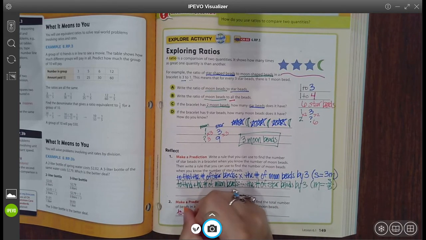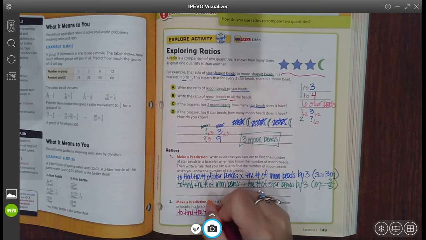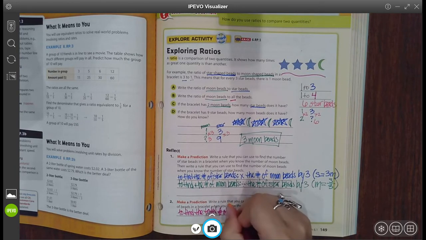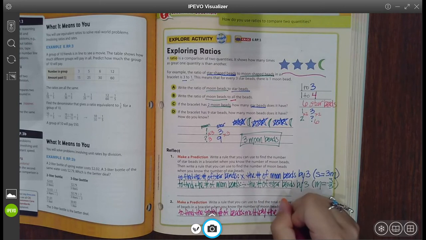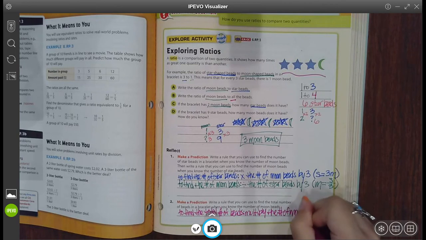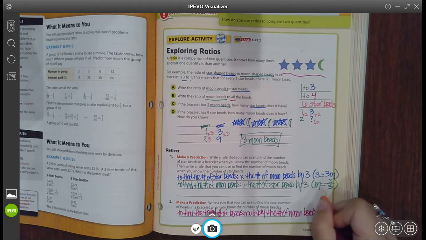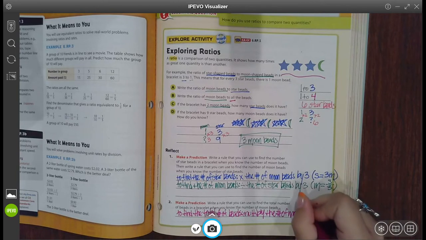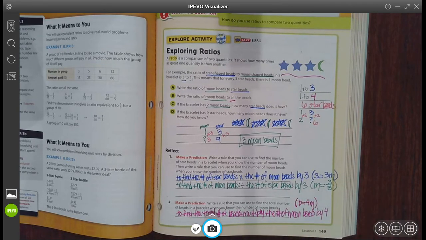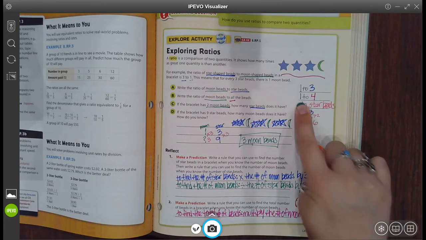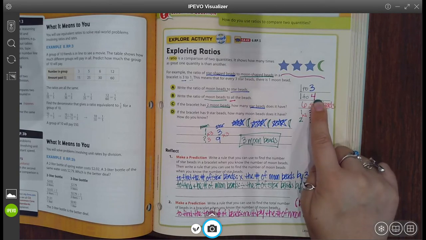And now that you've unpaused it and you're back, did you come up with the rule that to find the total number of beads, you would multiply the number of moon beads by 4? So that rule would look like the total number of beads is equal to 4 times the number of moon beads. Okay, let's see if that rule works. So for the first one, there was 1 moon bead, and if you do 1 times 4, that's 4 total beads. Yep, that's what it told me.